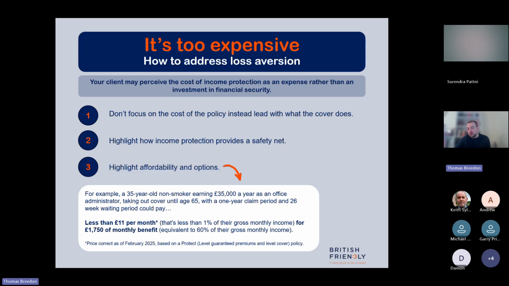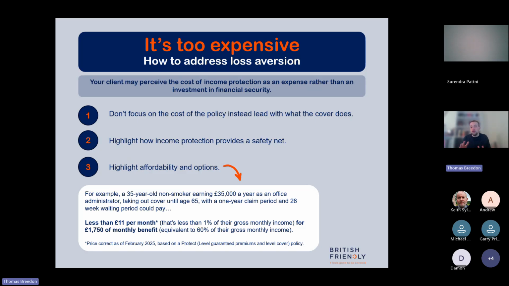There is also affordability. As I mentioned at the start, there are so many flexible ways that you can tailor an income protection policy to really suit your clients' needs. Here at British Friendly, for example, we have a full-term policy, a limited 5-year policy, which is quite unique in the market, a limited 2-year claim policy, and a limited 1-year as well.